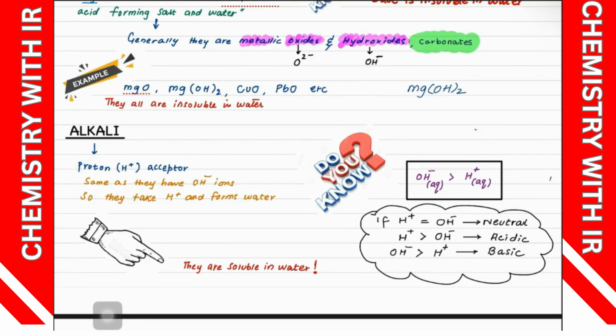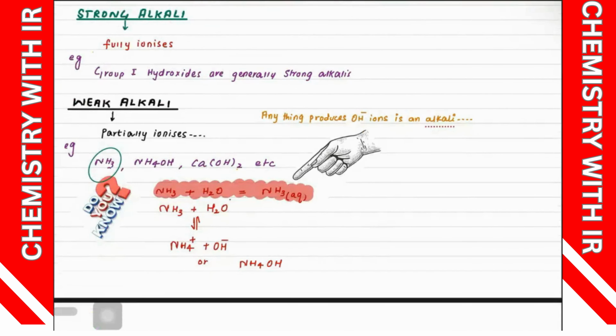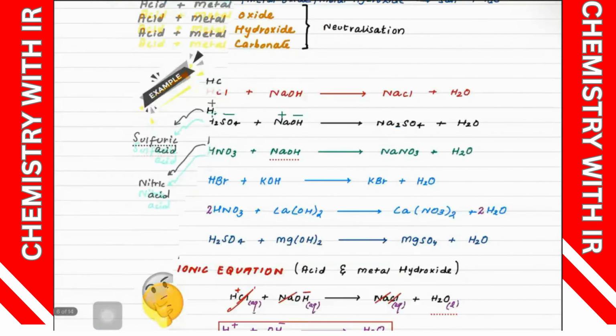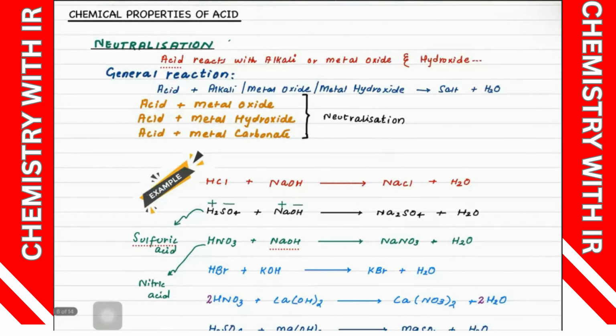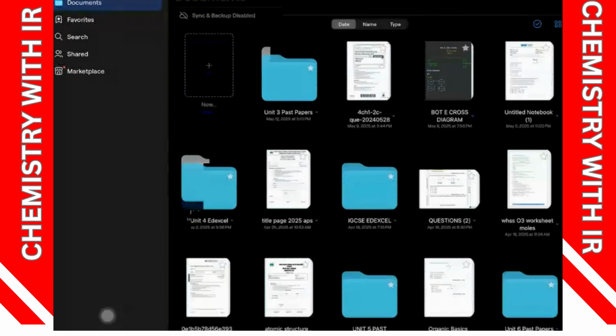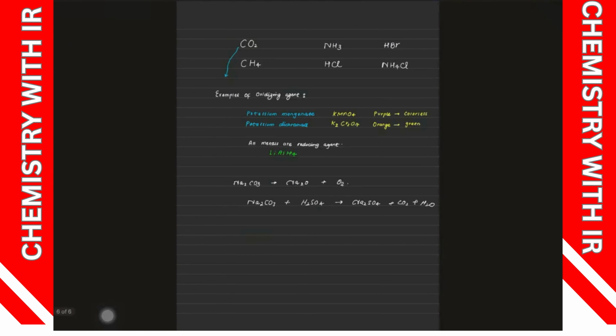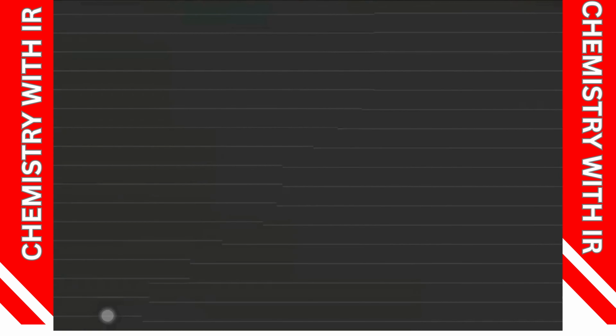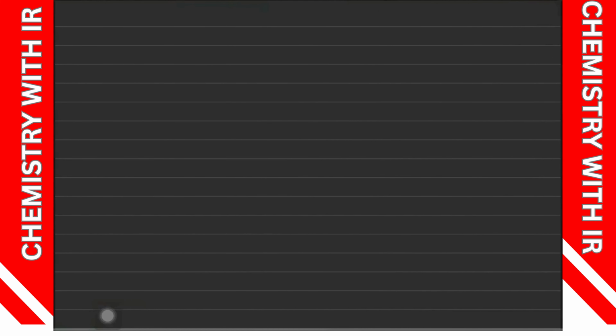So number one thing is that we have different chemical properties of acids and bases. The very first reaction of acid is that acid reacts with metals. Let's say this one: reaction of acid with metal.